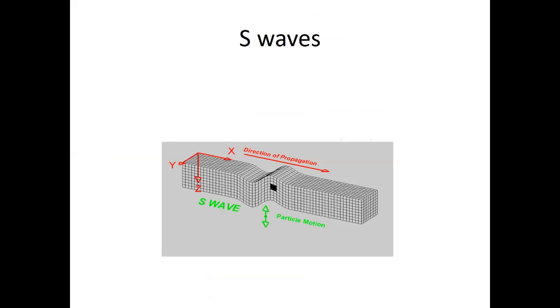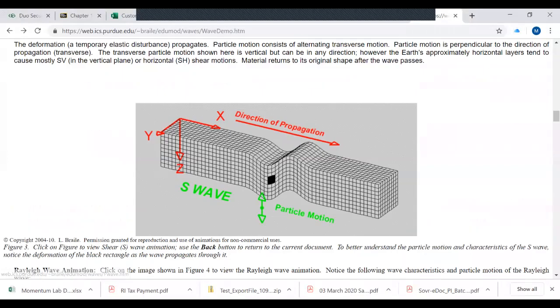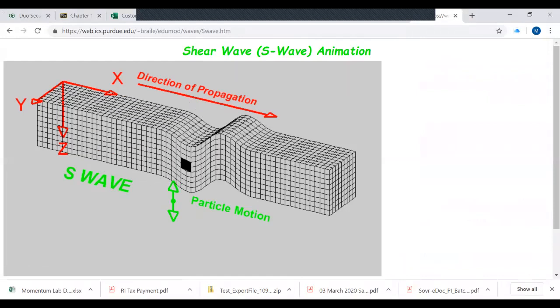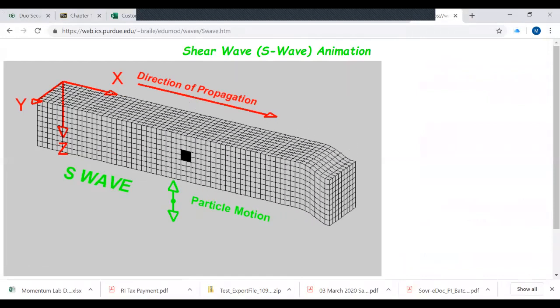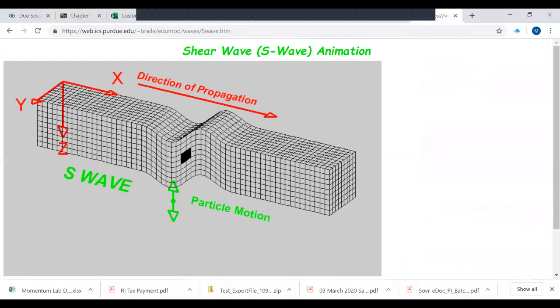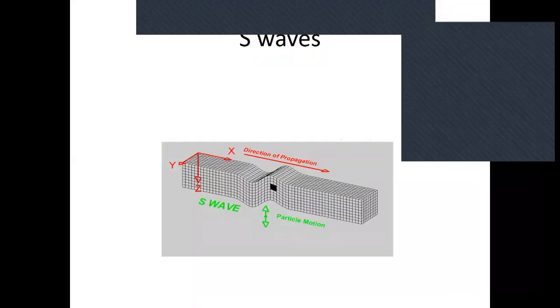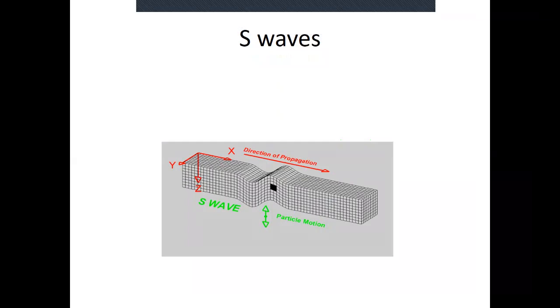All right, so we're going to see an S wave here. You can see the particle motion is up and down, perpendicular to the direction the wave is traveling. You can see the material is not compressed or expanded at all, it's just sheared, just deformed. Okay, so those are the two types of body waves, P waves and S waves.